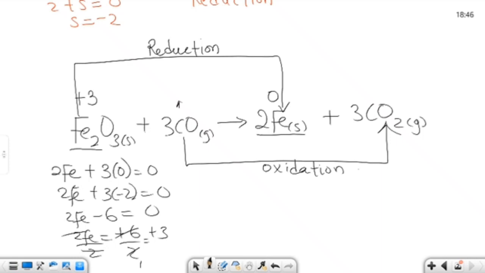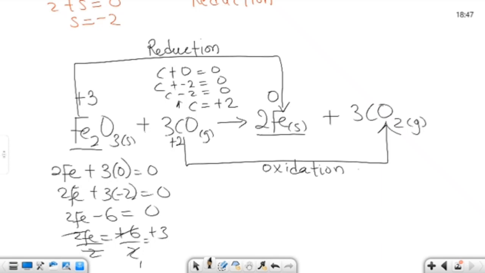Now for carbon here, we have CO. So that we have C plus O equated to 0. Oxygen is minus 2. So this becomes C minus 2 equals 0. So if this minus 2 goes to the other side, we have C equals plus 2. So carbon here is plus 2 at the reactant side.